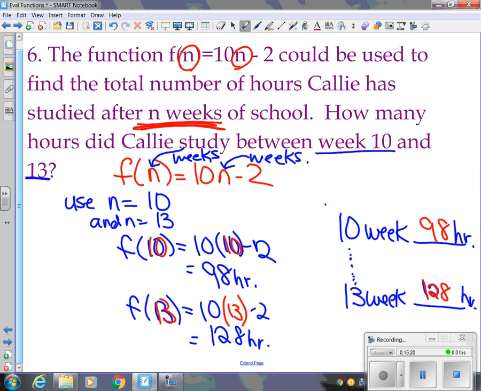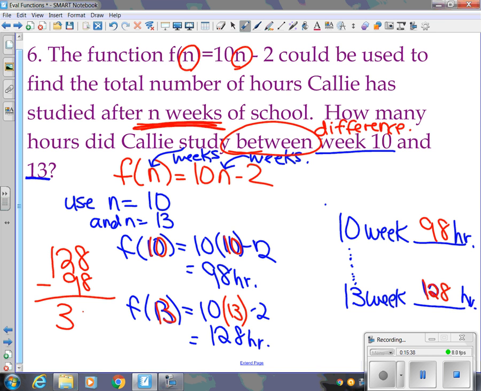Now you have to subtract them, because it says between. Between means like a difference. So if I'm doing between, I have to find the difference. How many hours had she worked between week 10 and week 13? She'd worked 30 extra hours. So that'd be 128 minus 98. So she worked 30 hours. Put a big circle or a big box around 30. 30 is the answer we're looking for. Not 98, not 128, but you had to have those two to get 30.